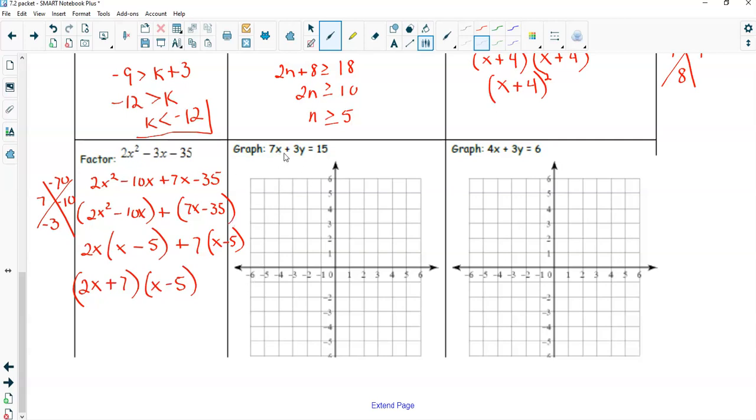I love it. Okay, so here is the equation in standard form. So what I want to do is find the x-intercept and find the y-intercept. So to find the x-intercept, I covered this. And that would be 15 divided by 7. That's not an easy number. So what is 15 divided by 7?